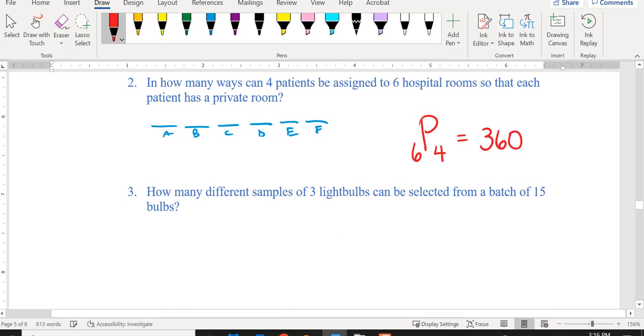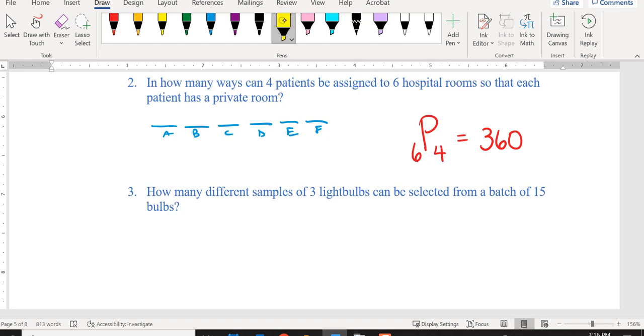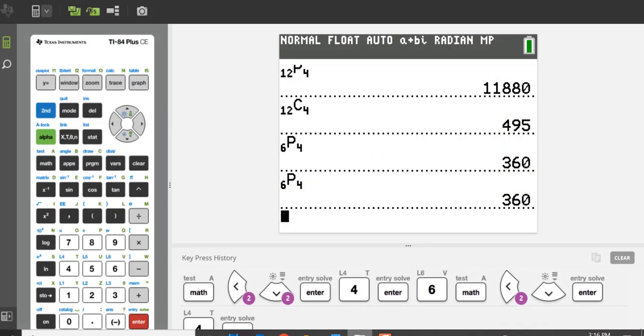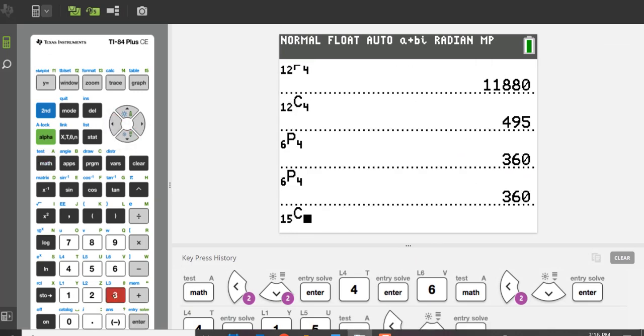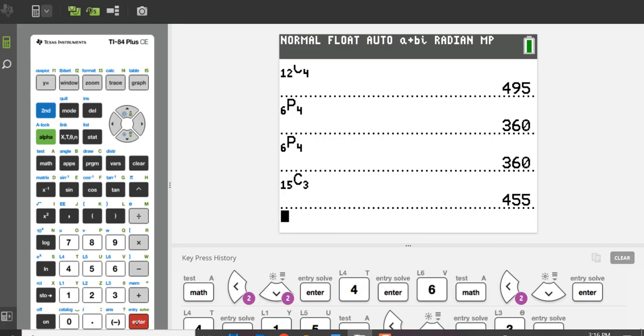All right, number 3. How many different samples of 3 light bulbs can be selected from a batch of 15 light bulbs? Okay, we're not labeling any. We just want to get a sample of 3 from a batch of 15. There's no order, so we're going to do the combination of 15, pick 3. 455.